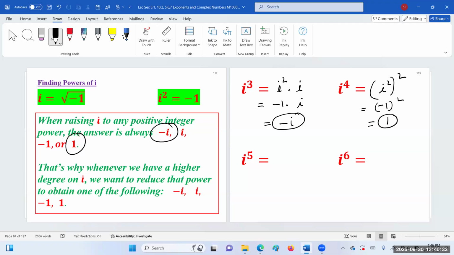Now i to the 5 means i to the 4 times i, right? 4 plus 1 gives you 5. And from here, we already know what i to the 4 is. So 1 times i, the answer is i. So this time, our answer is i. See again, one of these 4 choices.